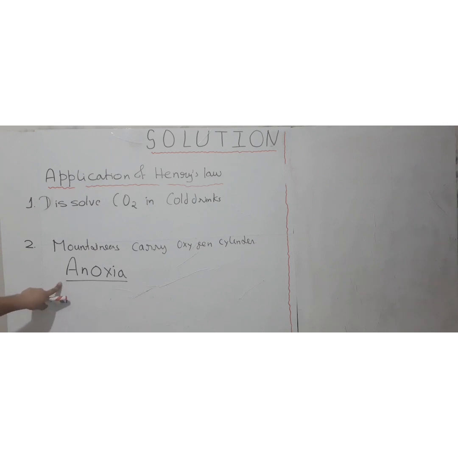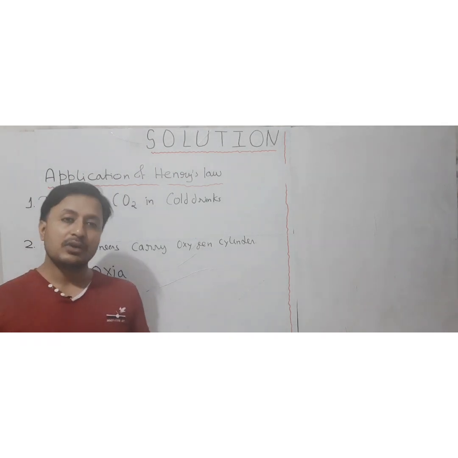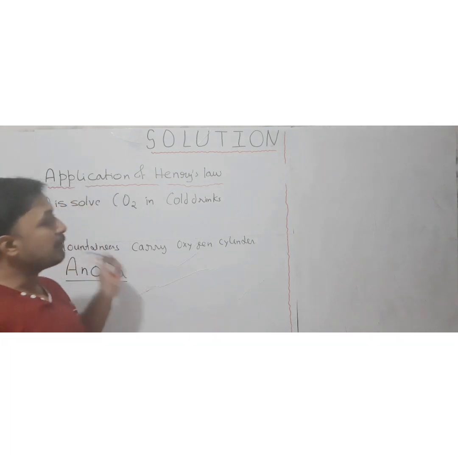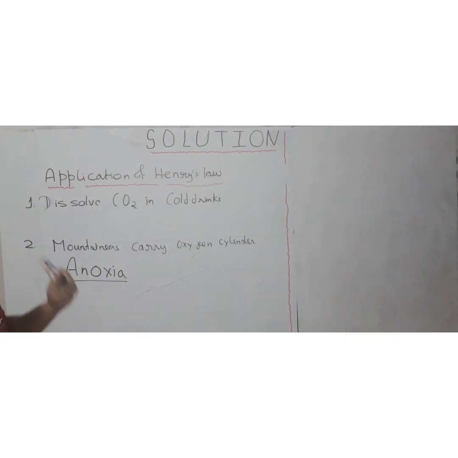Okay, so in order to avoid this anoxia, an oxygen cylinder must be carried by the mountaineers, and that oxygen cylinder will have the gas dissolved under high pressure, which is an application of Henry's law. So that is how it is applicable to the mountaineers carrying the oxygen cylinder. And if they are not going to carry it, then we are going to suffer from this anoxia.